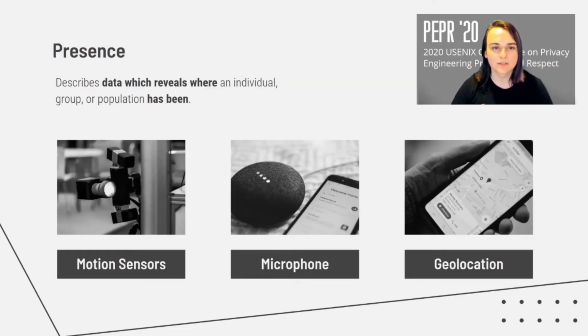Now for presence, this is really about data that reveals where someone has been. Not necessarily who they are, but just that a human was there at some point. And here's an example of some things that can return data that indicate human presence at a given point in time.